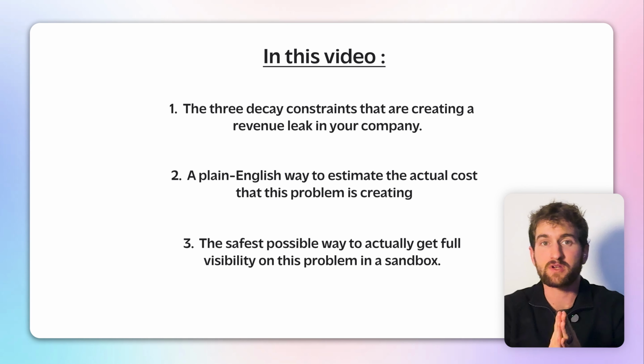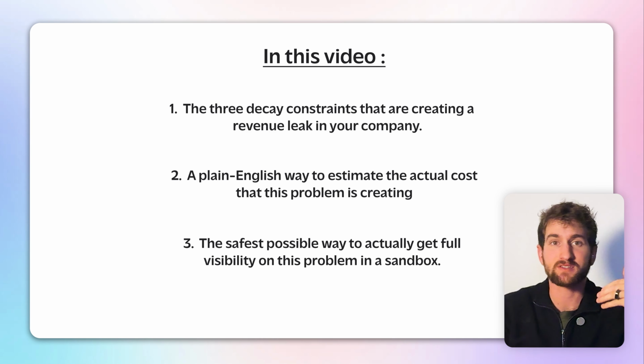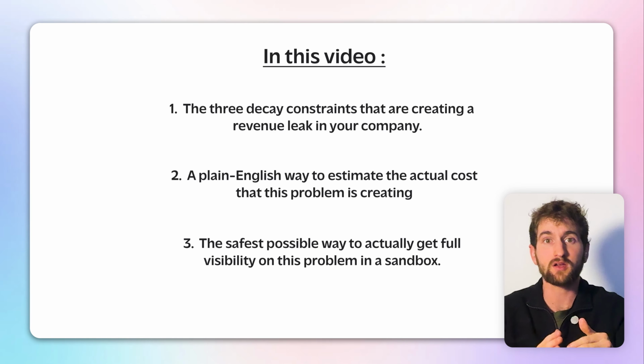That's where we're going to cover three things. First is the 3 decay constraints that are creating a revenue leak in your company. Second is a plain English way to estimate the actual cost that this problem is creating. And then third, we're going to cover the safest possible way to actually get full visibility on this problem in a sandbox so nothing touches your live CRM.